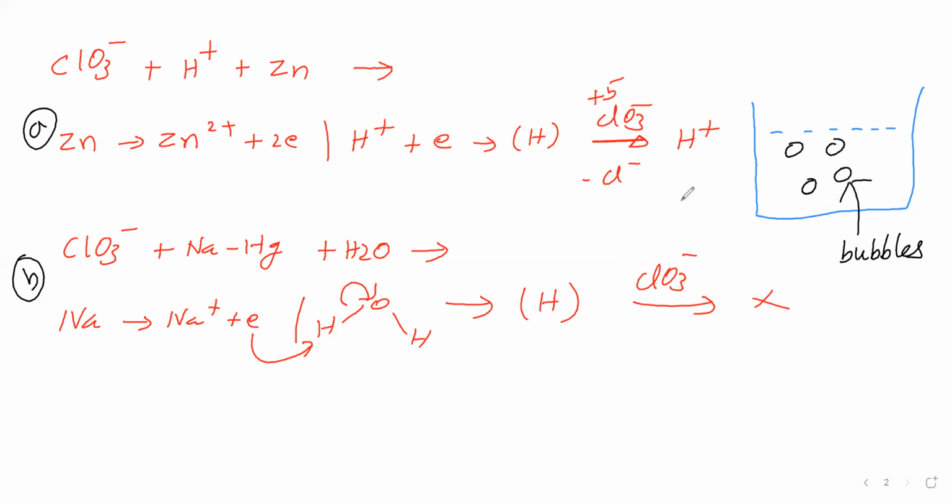So nascent hydrogen from different sources will have different reactivity. Here, nascent hydrogen is from zinc in acidic medium. Here, nascent hydrogen is from sodium amalgam and water. Reactivity of nascent hydrogen in these two cases is different because the source of nascent hydrogen is different. Therefore, if the source of nascent hydrogen is different, the reactivity of nascent hydrogen also will be different. Sir, next point we will see regarding this nascent hydrogen.